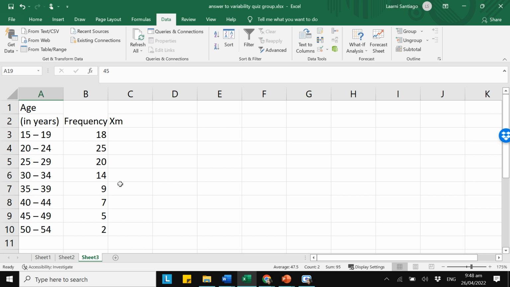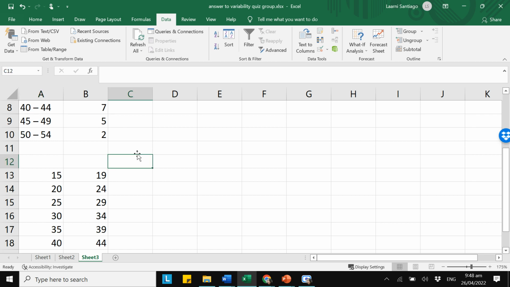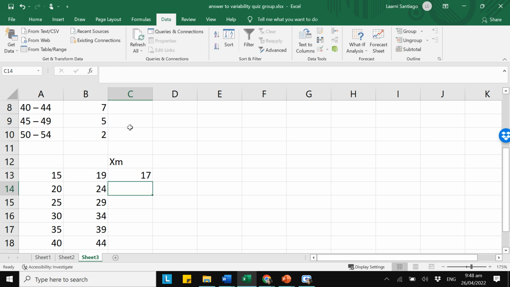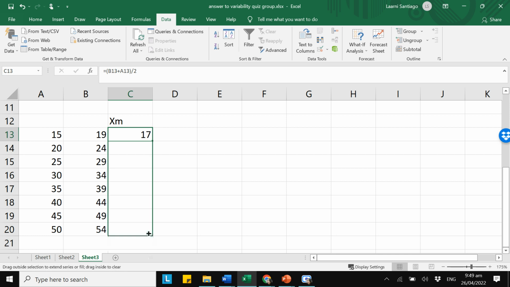Ayan. So, para makuha natin si X sub M, equals nyo lang yan, upper plus lower, and open and close parentheses, divided by 2. So, yan. Tapos, pwede nyo na lang i-copy. Click and drag nyo na lang para makopya nyo yan doon. Okay? So, that's how you do your X of M here.